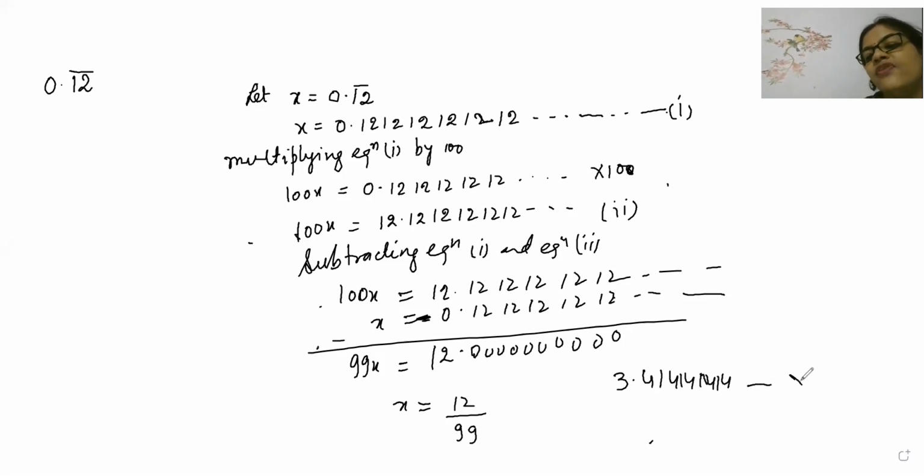3.41414141 will come, and we multiply it with 100, then how many digits will the decimal shift left? Kanishka, correct. It will shift 2 digits left. So it will become 341.41414141. Like that it will go.